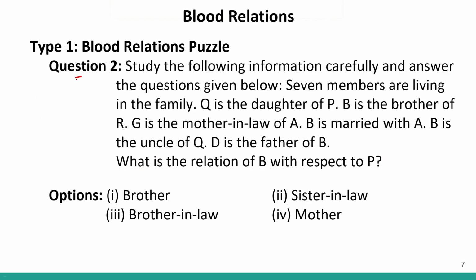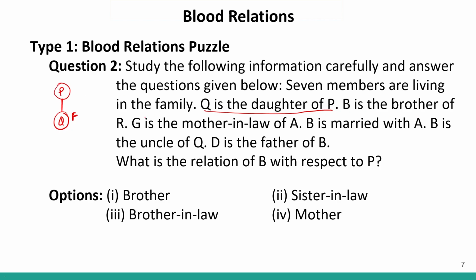Moving on to question number 2. Question number 2 says, study the following information carefully and answer the questions given below. Okay. 7 members are living in the family. Now let us start with the information. Q is the daughter of P. So Q's gender is known. Q is female and is the daughter of P. But P's gender is not known.